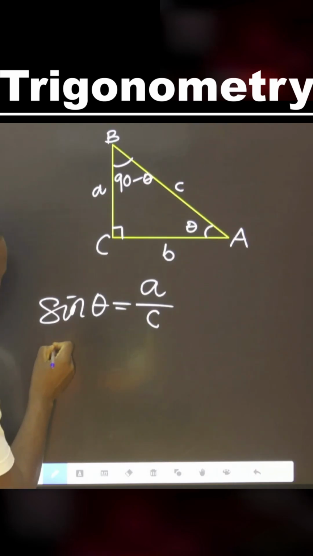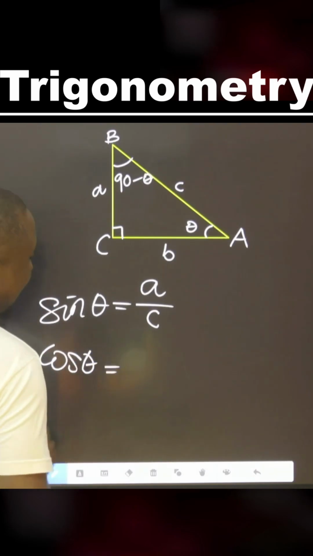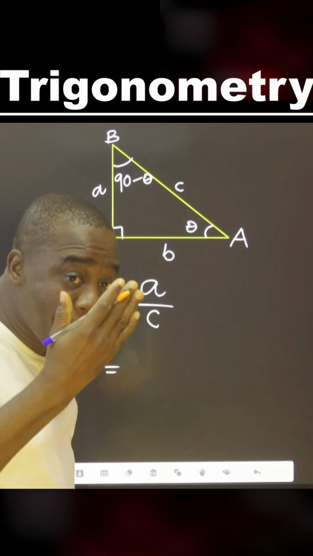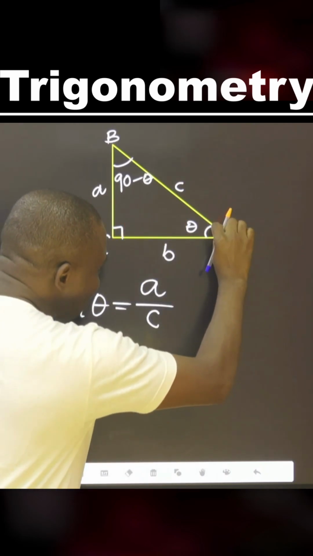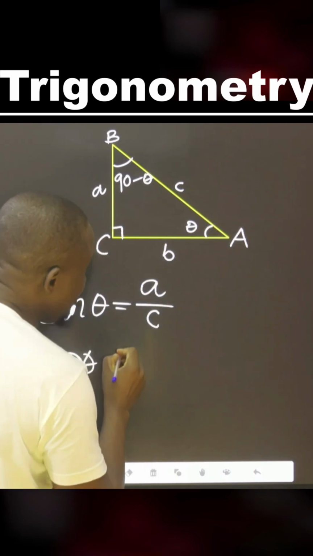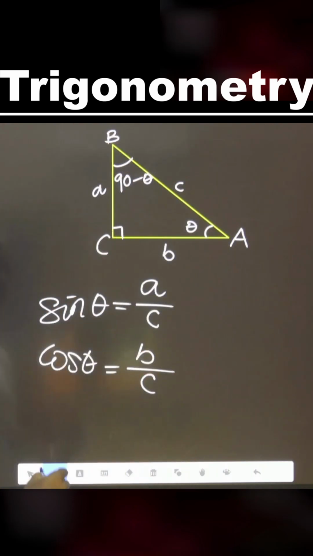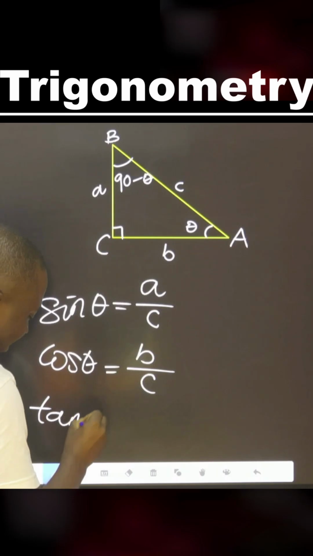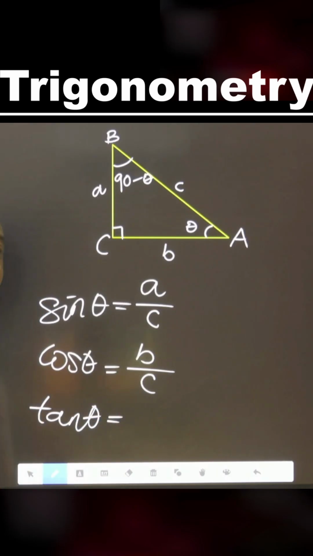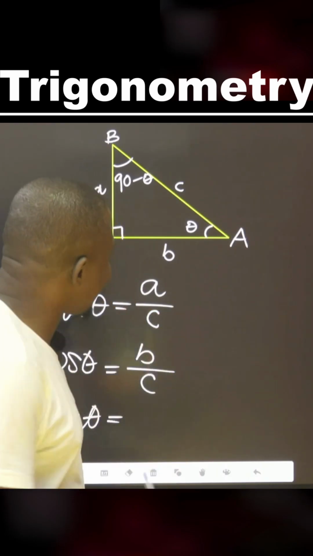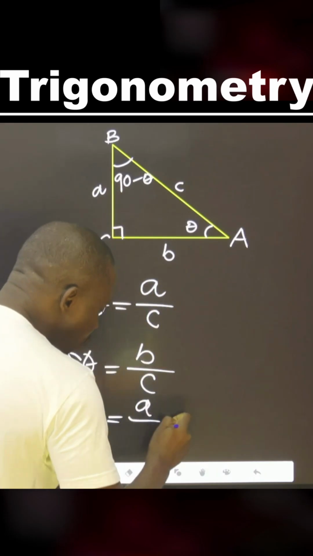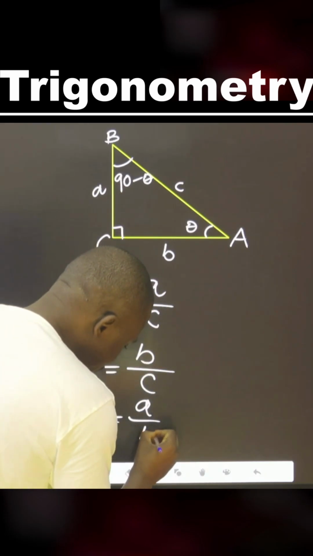You also know cos theta, that is adjacent over hypotenuse. Adjacent, the one that is close to this angle, which is B, over the longest line, which is C. Then we have tan theta, which is opposite over adjacent. What is facing you over what is close to you.